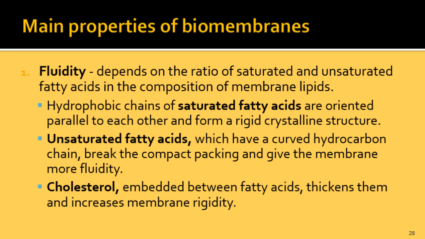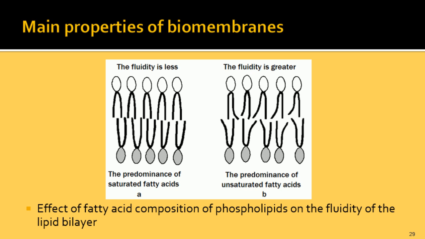Among them, fluidity is important, which depends on the ratio of saturated and unsaturated fatty acids in the composition of membrane lipids. The predominance of saturated fatty acids reduces the fluidity of the membrane. The predominance of unsaturated fatty acids gives the membrane greater fluidity. The fluidity of membranes is also influenced by cholesterol content. Cholesterol embedded between fatty acids seals them and increases membrane rigidity. The figure schematically shows the structure of a bilayer, with a predominance of saturated and unsaturated fatty acids in its lipid composition.